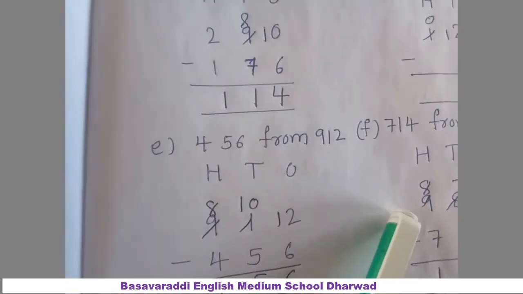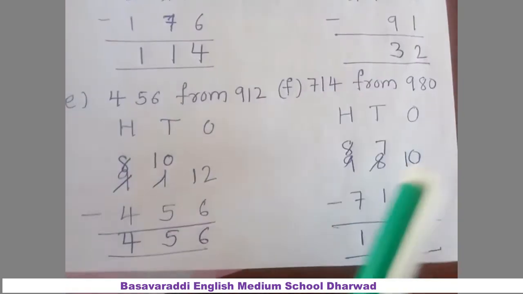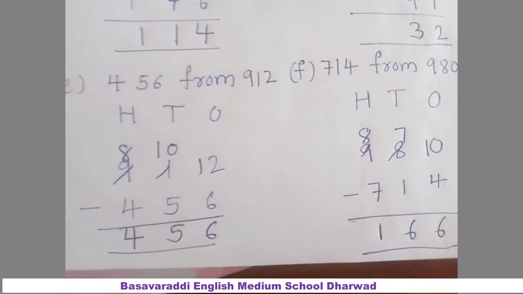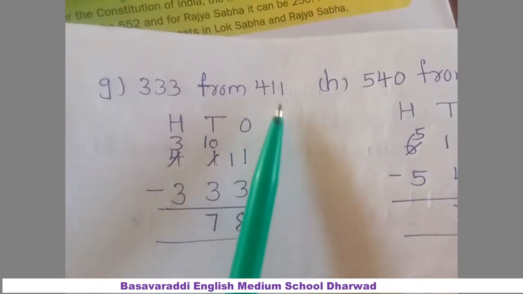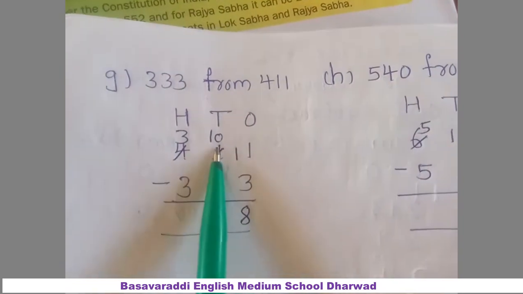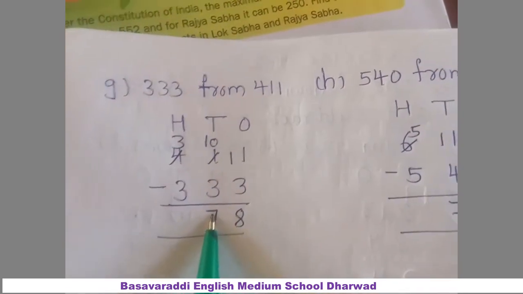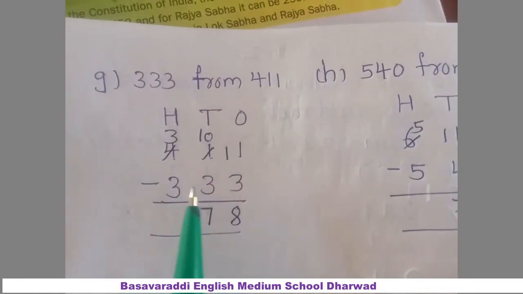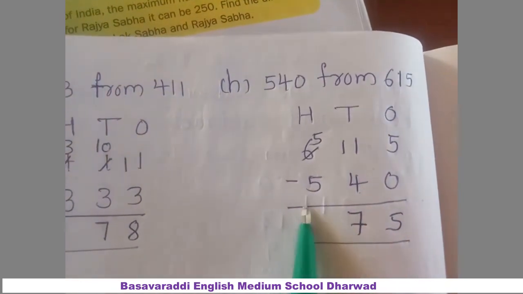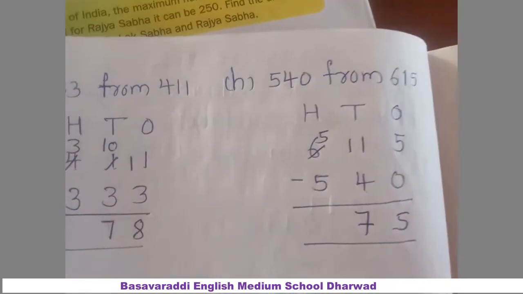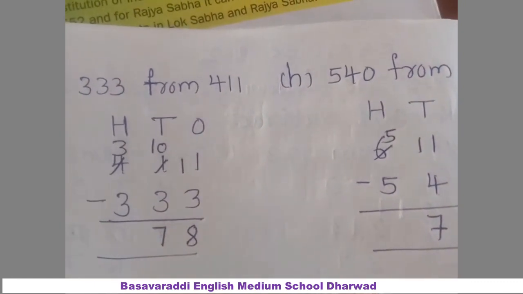The seventh one, 980 minus 714, the answer is 266. Here it is 411; which is bigger, that one you have to write down first, and which is smaller is the subtrahend. The answer is the difference. So 411 minus 333, the answer is 78. And 615 minus 440, the answer is 175. So exercise 4.2 is finished.